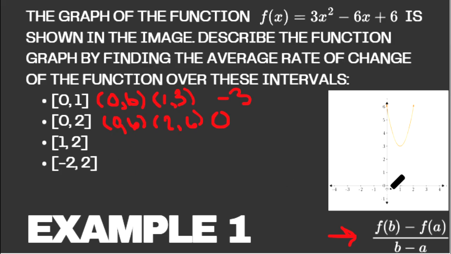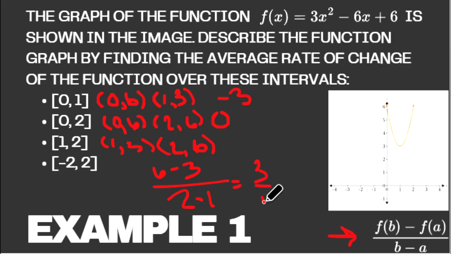Okay, let's do the next one. When x equals 1, y equals 3. And when x equals 2, y equals 6. So this is our next interval. We have 6 minus 3 over 2 minus 1, which gives us 3 over 1. So this one is just 3, positive 3.